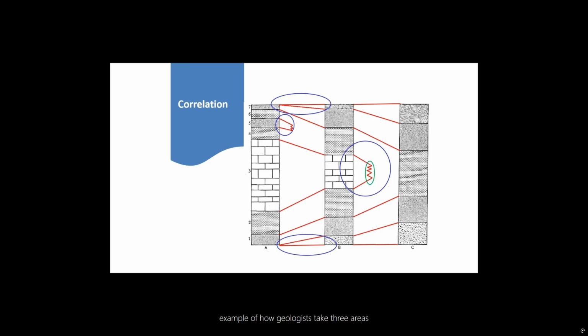This is a simple example of how geologists take three areas and stratigraphic columns and correlate the deposition. There are four pinchouts here circled in blue, where the sediment supply just simply thins out and disappears. Remember the principle of lateral continuity. The area circled in green in the center is a pinchout with intertonguing at the end.